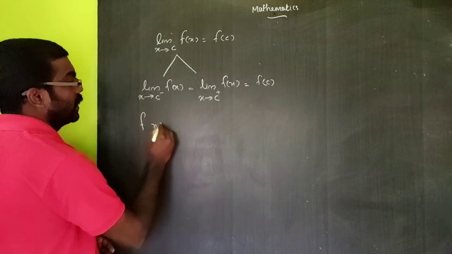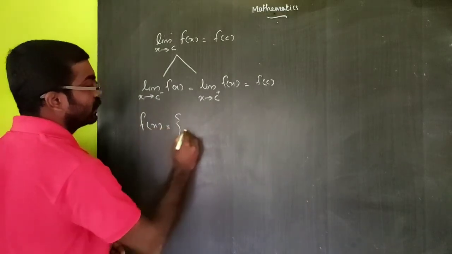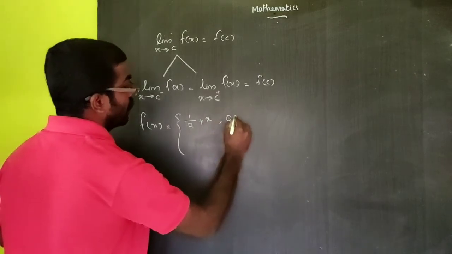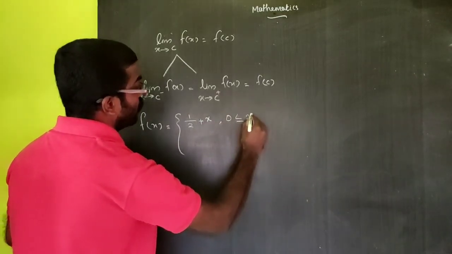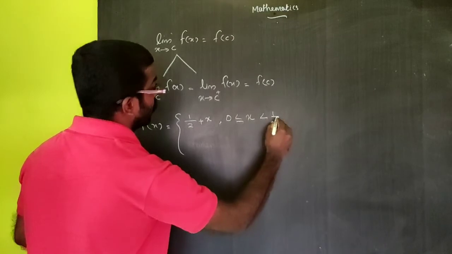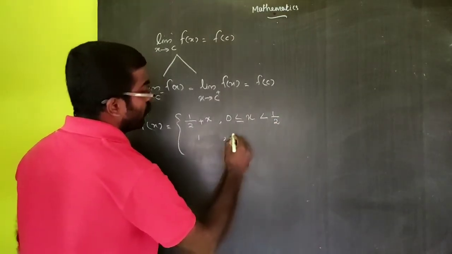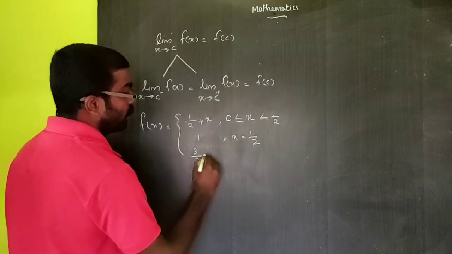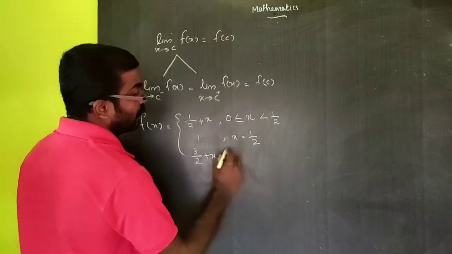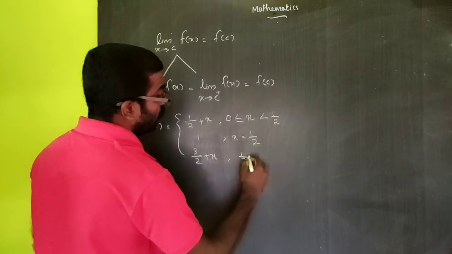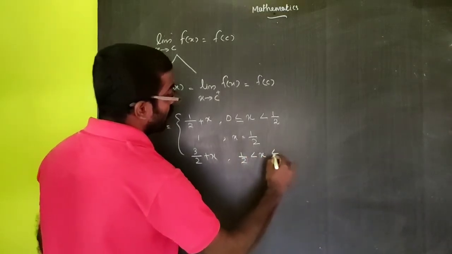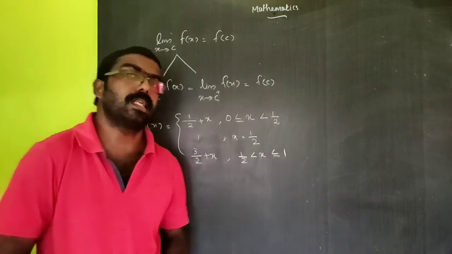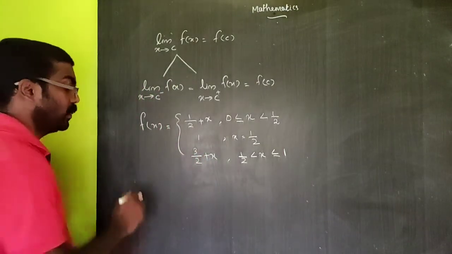Let f of x is equal to 1 by 2 plus x, for 0 less than or equal to x less than 1 by 2; 1, for x equal to 1 by 2; then 3 by 2 plus x, for 1 by 2 less than x less than or equal to 1. And here we are going to discuss the continuity at the point x equal to 1 by 2.